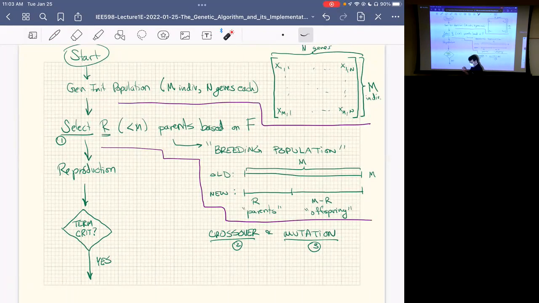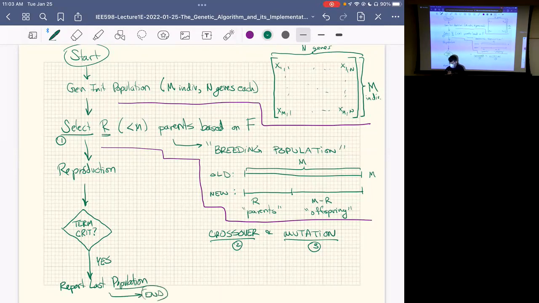Okay, so then whether we've reached our termination criteria, if we have, then we report the last population and we end. Otherwise, we loop back up to just before the selection.